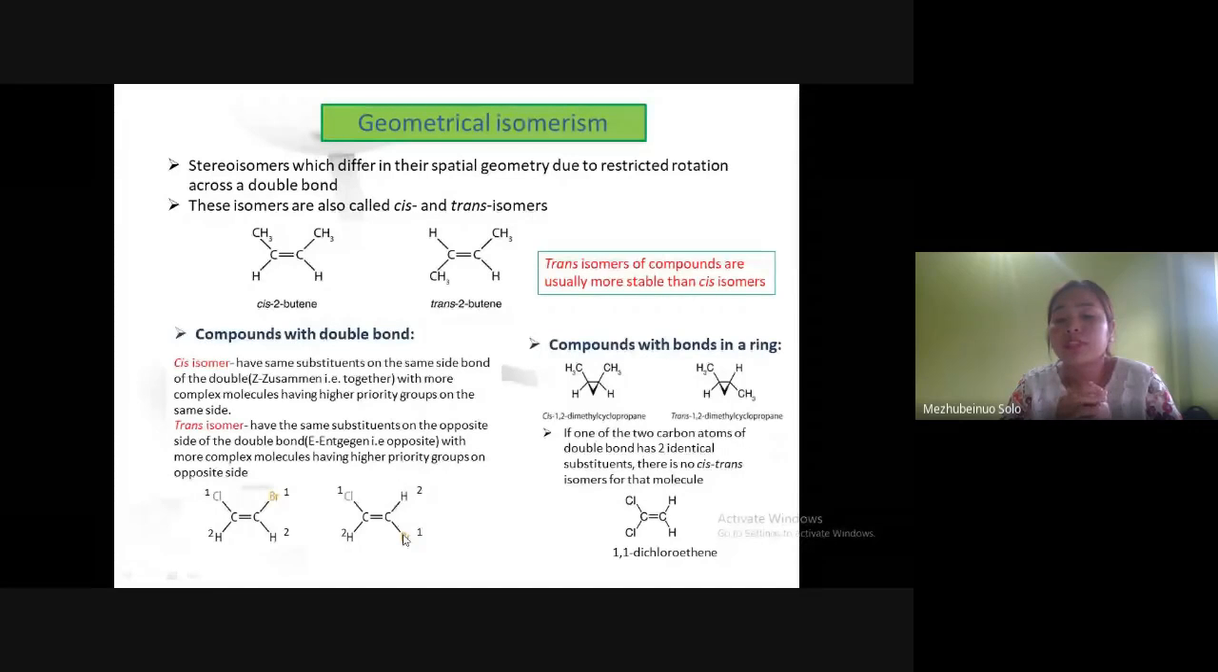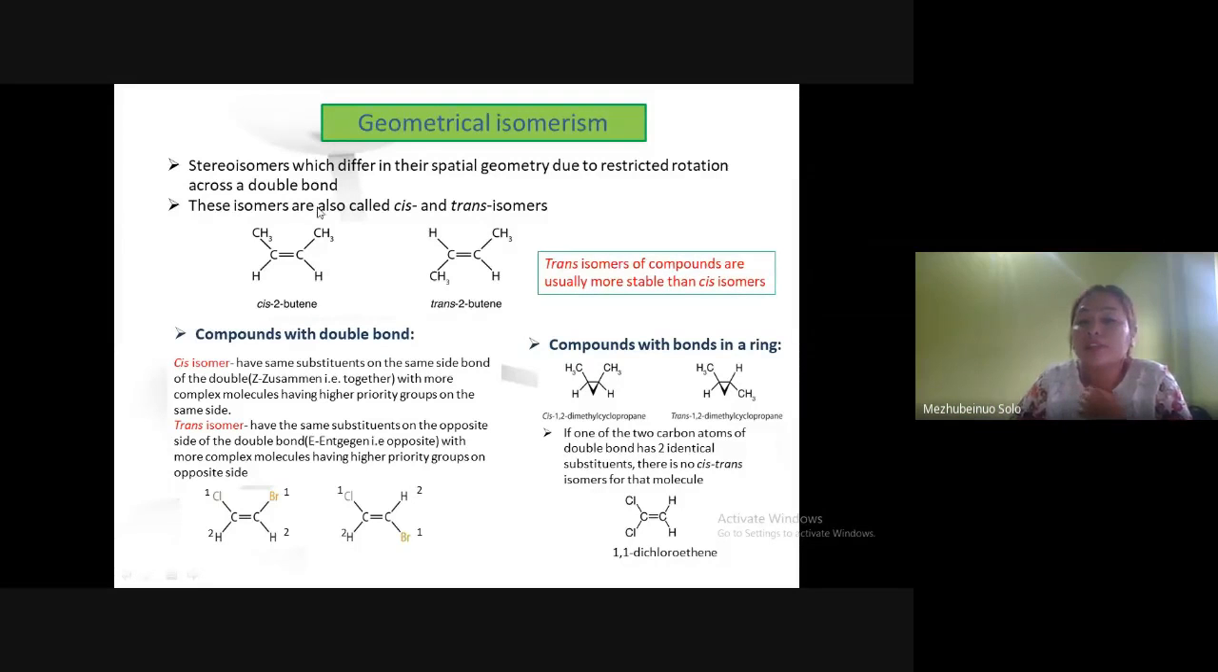And we also observe that these cis isomers are usually more unstable than the trans molecule. This is because, see, in the cis molecule, we have both the bulky substituents on the same side. So there will be steric repulsion between these two groups. So it will be unstable compared with the trans molecule where no such repulsion exists.